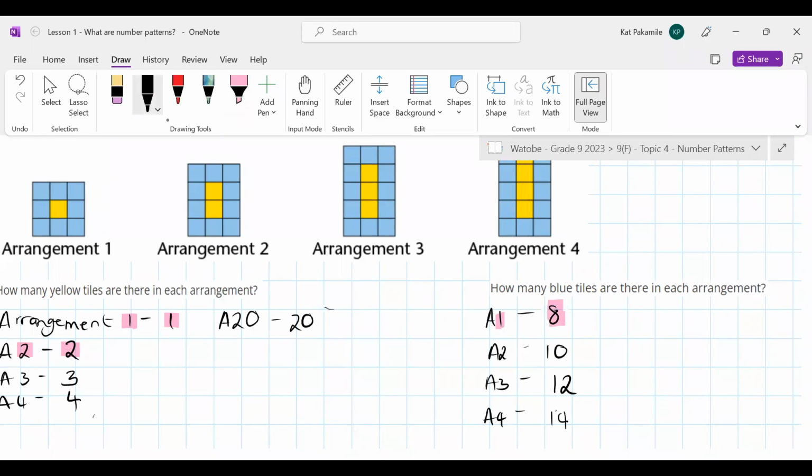Okay, let's see. So one has 1, 2, 3. 1, 2, 3, 4. So there's always 3 going that way. Do you see that? Yes, ma'am. But the ones that increase are the ones going that way.